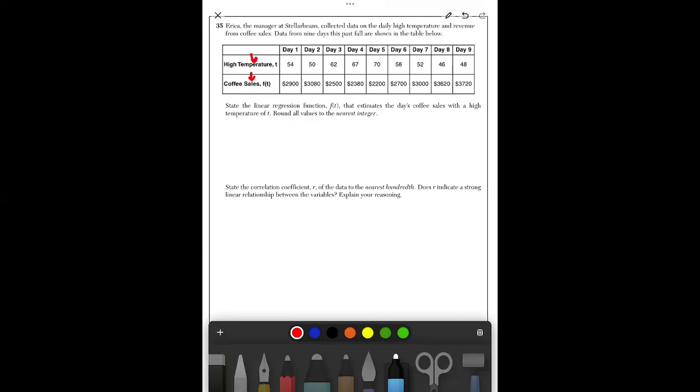directions. Now, we're going to take this table and input that into a spreadsheet, and then we're going to find the linear regression. So what we're trying to do is find a linear regression f of t that estimates the day's coffee sales with a high temperature of t. Record all values to the nearest integer. So we have to round all of our coefficients and our constants to an integer.